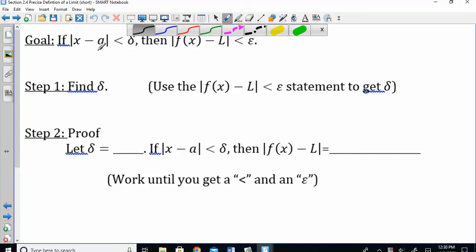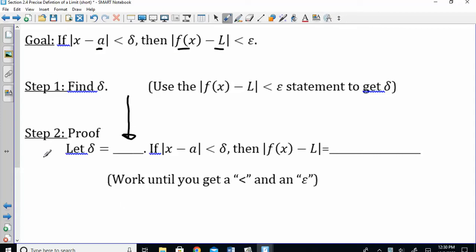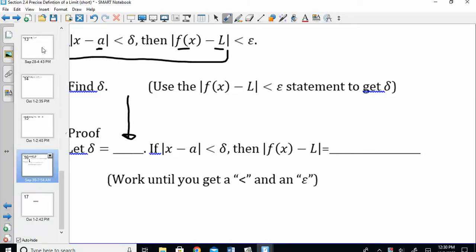If the absolute value of x minus a is less than delta, then f of x minus L is less than epsilon. You have to sub in what a, f of x, and L are. Step 2 is we find the delta, and we use the second half of our goal to get there. Step 3 is the actual proof. So we'll say delta is whatever we found on step 1. Then we do the definition, and we state everything from here to there, and then we have to get the less than and the epsilon. Do you kind of remember running through this? Mm-hmm. So we're going to do a couple more together today.